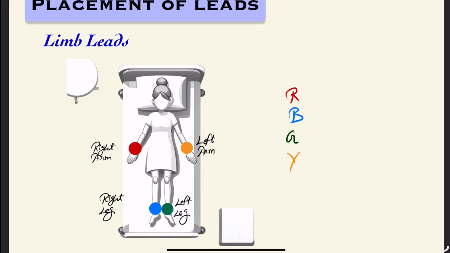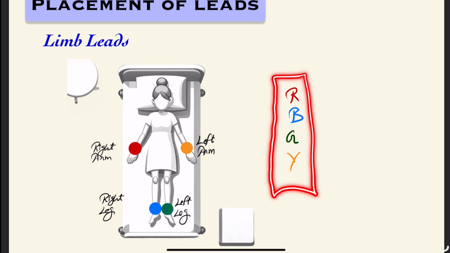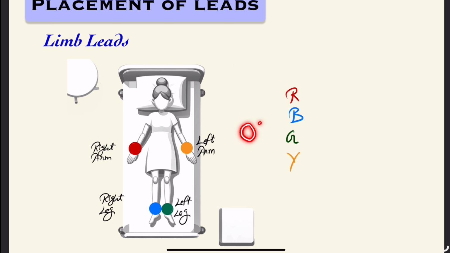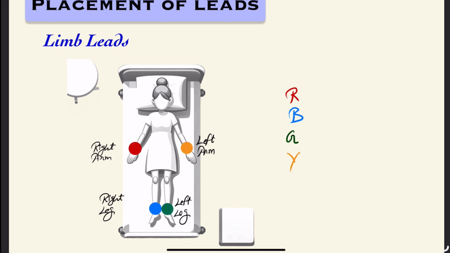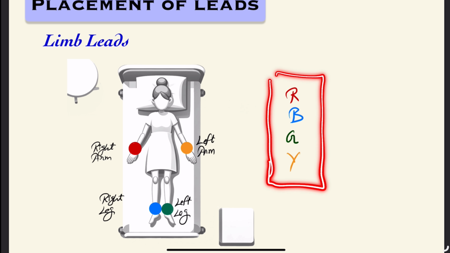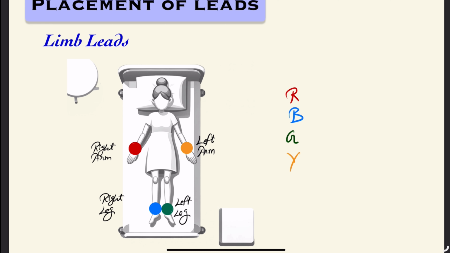To remember the color coding easily, think about the mnemonic RBGY, which is similar to the acronym OBGY for obstetrics and gynecology. Just change O to an R and you will have RBGY. Here is how the color coding works. The R is red. Since R also starts right arm, attach the red colored lead to the right arm.